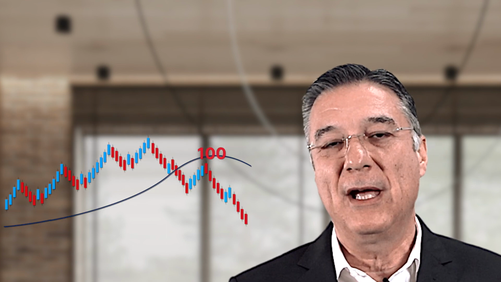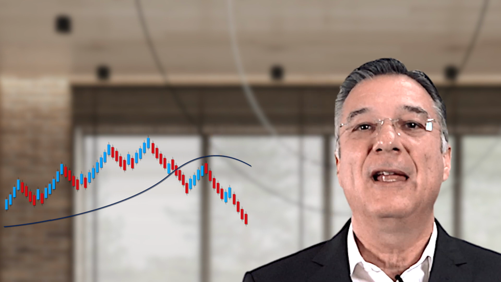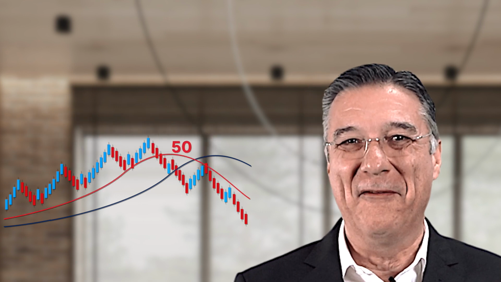First things first, which time frame are we going to use? The answer is very simple: your preferred time frame. Next, how are we going to identify the trend? Using the 100 moving average. What is going to trigger the sell entry? Simply the 50 moving average.